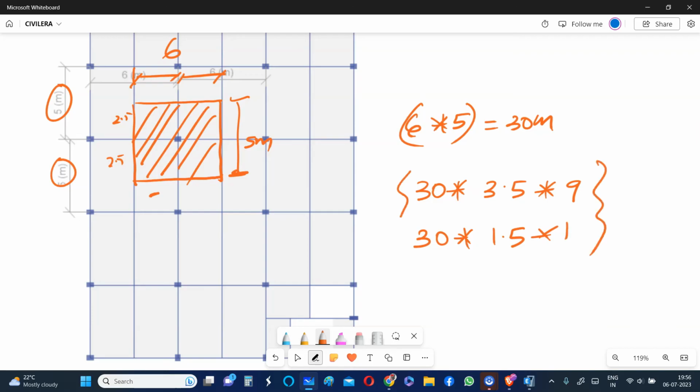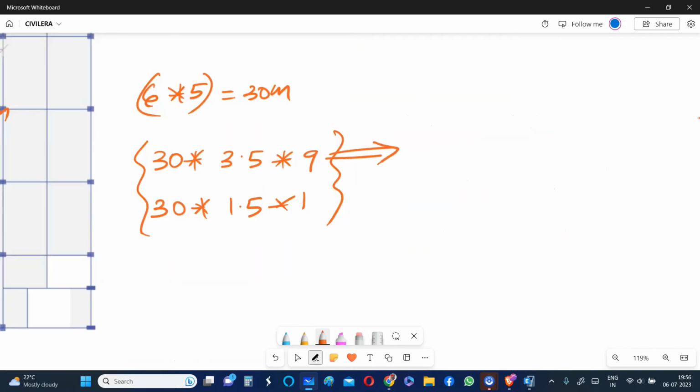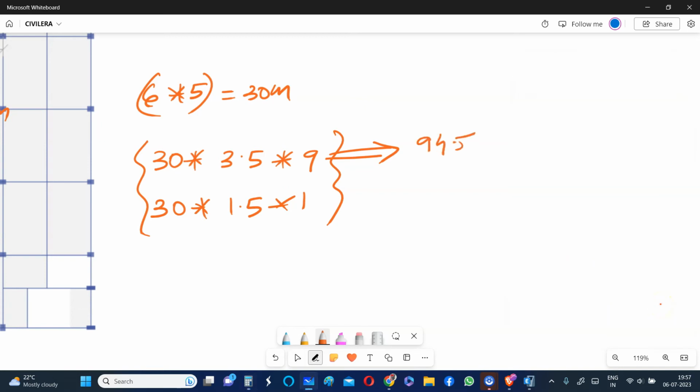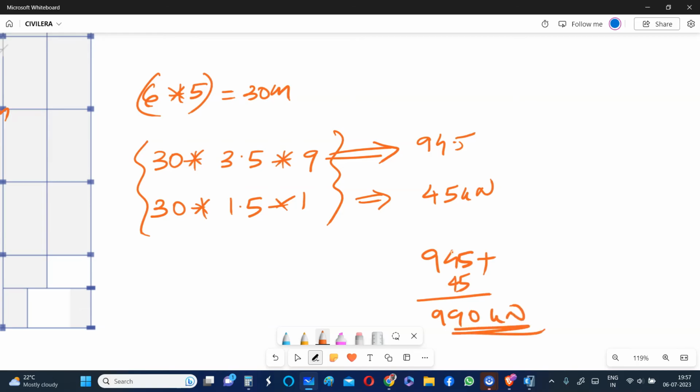Now if you calculate this, 30 multiplied by 3.5 multiplied by 9 is 945, and you need to calculate this as well. This is going to be 45 kilonewton. Now if you add both of that, 945 plus 45 is going to be 990 kilonewton on that particular column.